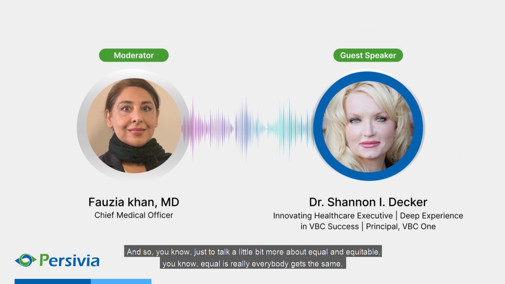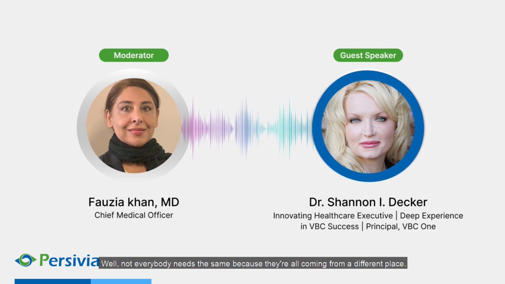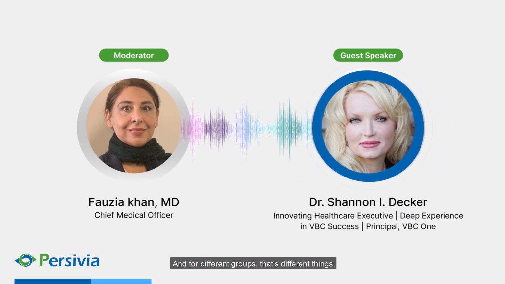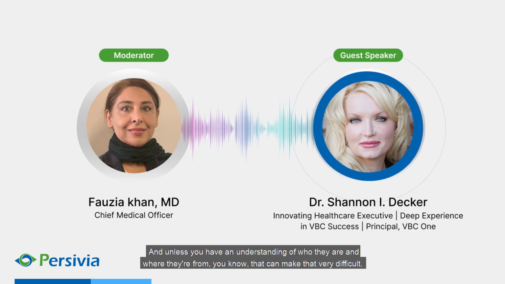And so, just to talk a little bit more about equal and equitable, equal is really everybody gets the same. Well, not everybody needs the same because they're all coming from a different place. And so what's equitable? What do people need, right, to get healthy? And for different groups, that's different things. And unless you have an understanding of who they are and where they're from, that can make that very difficult.